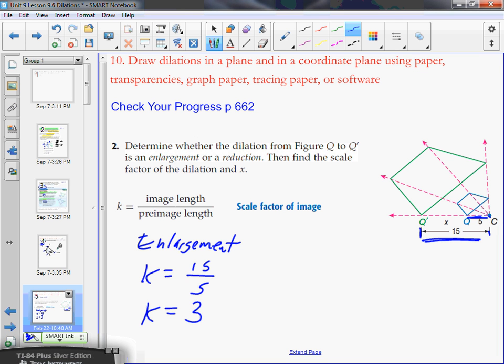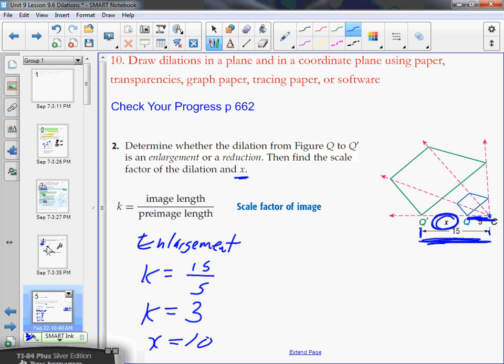Then they ask us a really tough question. They said find the scale factor and x. So if that's 15 and that's 5, what's x have to equal? Okay? Any questions?